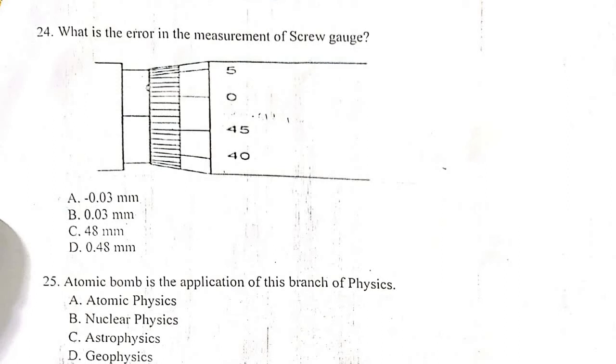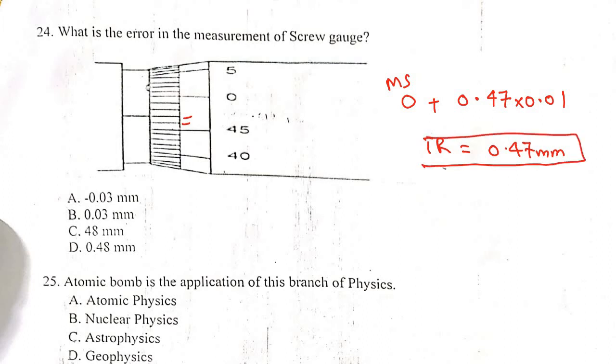What is the error in the measurement? So as we can see, the 0 and 0 do not coincide with each other. It means there is some zero error. So 0 plus 0 is the main scale, and we have to find the circular scale. So the circular scale reading will be 45, 46, and 47, 0.47. So the total reading, or the zero error in this instrument, is 0.47, approximately 0.48. Option D is the right answer.